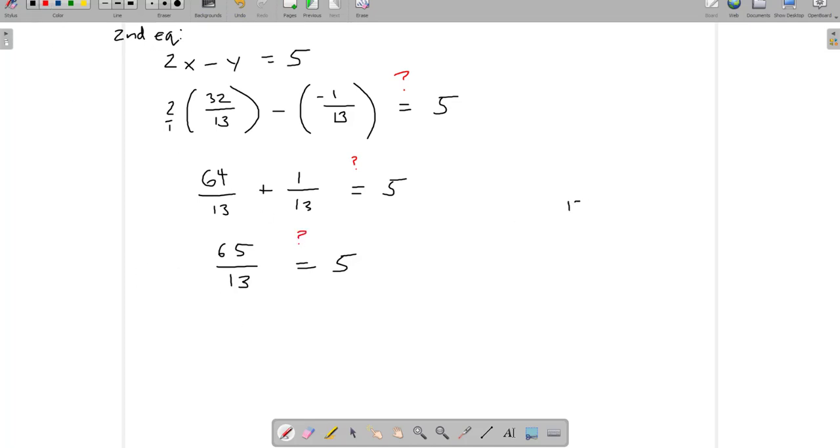We can double check that. Quick math. 15, carry the 1, 65, yes. So then 5 equals 5. So this solution should be correct. It satisfies both of our equations. Then our solution works.